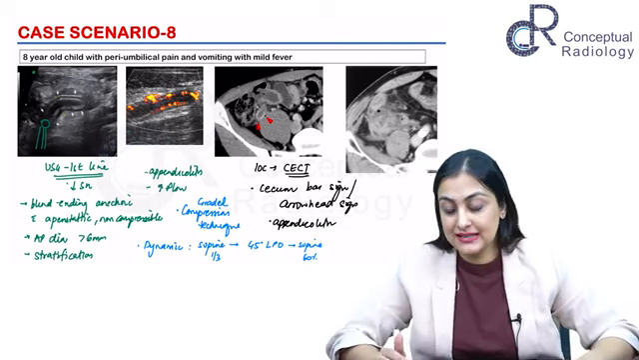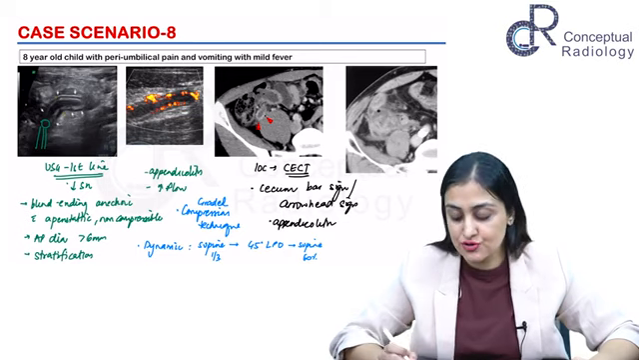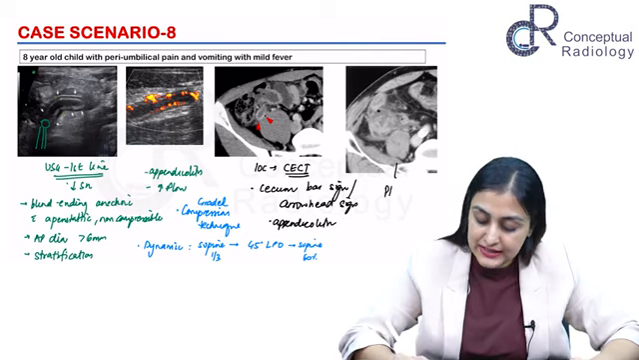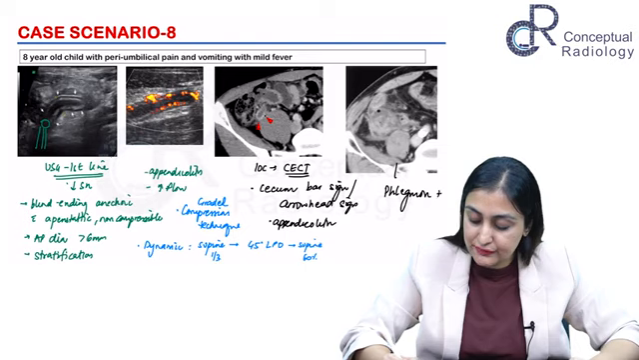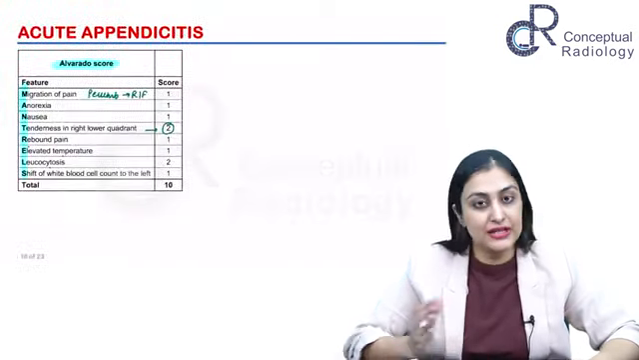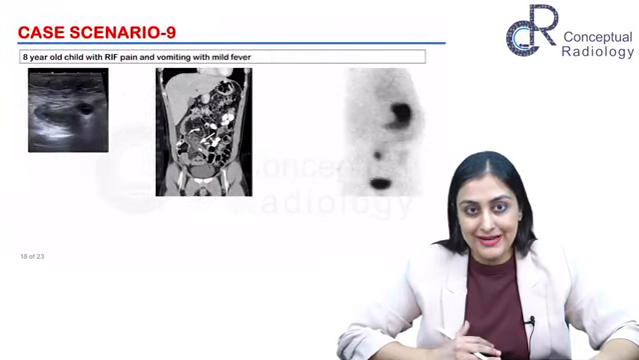Sometimes you might not see the appendix, but you will see this collection here. So you can see this heterogeneously enhancing collection with a few air foci, which indicates a local perforation of the appendix with associated phlegmon formation. So you can also see this phlegmon here. So this is what you need to know about the imaging of appendicitis.